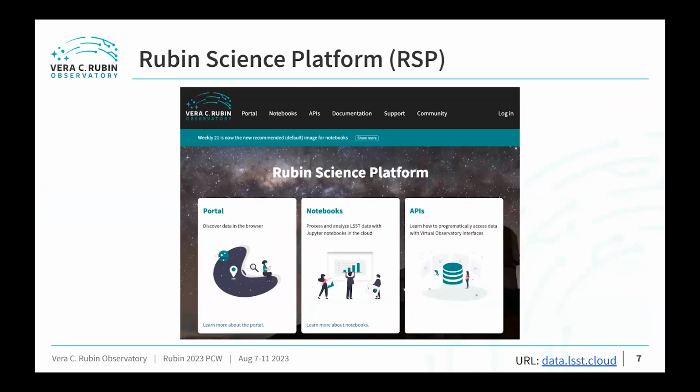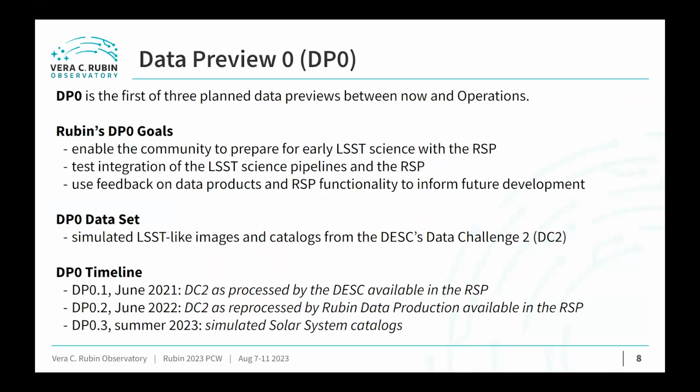And so now a little bit more about Data Preview 0. This one, it's all simulated data. It's the first of 3 planned data previews between now and the start of operations. The specific goals for the simulated DP0 initiative are to enable the community to prepare for early LSST science with the RSP, to test integration of the LSST science pipelines in the RSP, and to use feedback on data products and the current RSP functionality to inform future development. We've got time between now and the first data release. So we want to get people in there using data products, using the RSP, and figuring out what works.